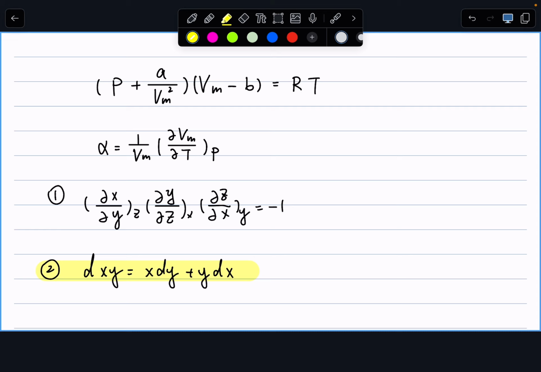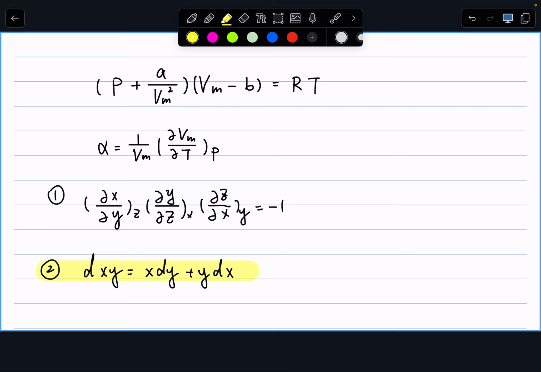On the dy part, we're doing the same. So dy over dVm equals, well, just 1. Very straightforward. And my dy equals dVm. Right. And that's what we have. The d of xy equals x dy plus y dx.